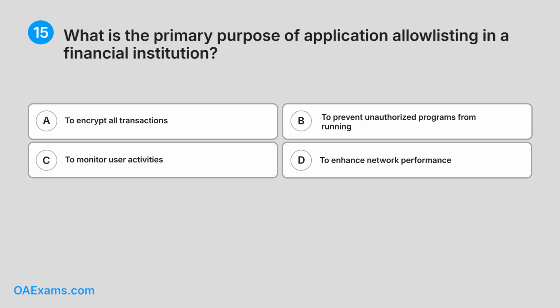15. What is the primary purpose of application allow listing in a financial institution? A. To encrypt all transactions. B. To prevent unauthorized programs from running. C. To monitor user activities. D. To enhance network performance. Can you guess the answer?